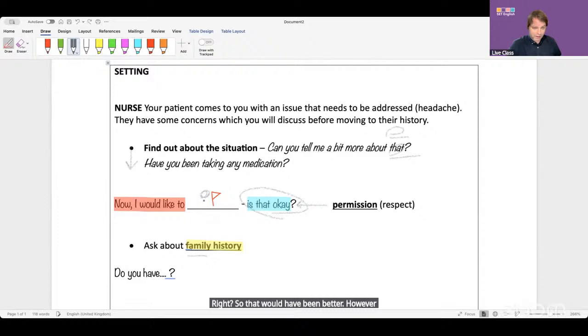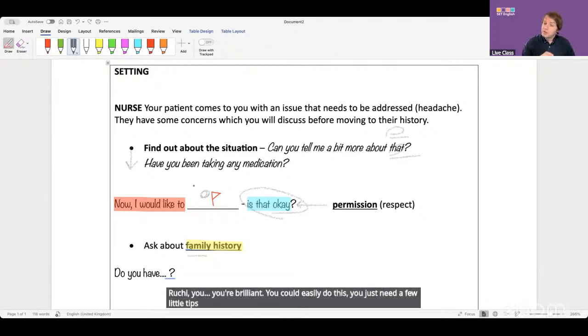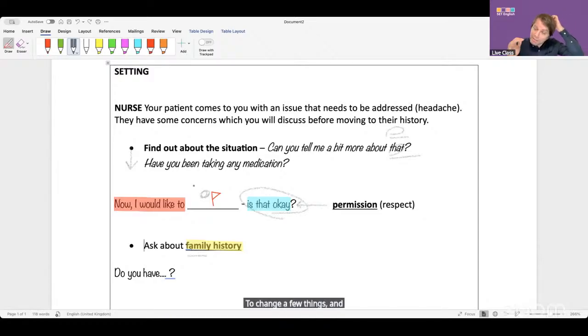However, guys, the pass rate in OET speaking is really high. And in my school, it's super high. Ruchi, you're brilliant. You can easily do this. You just need a few little tips to change a few things, and honestly, you will get an amazing score. I love your speaking. Really good.